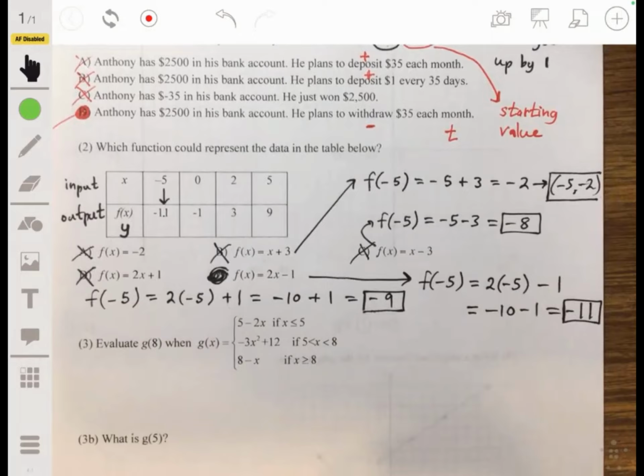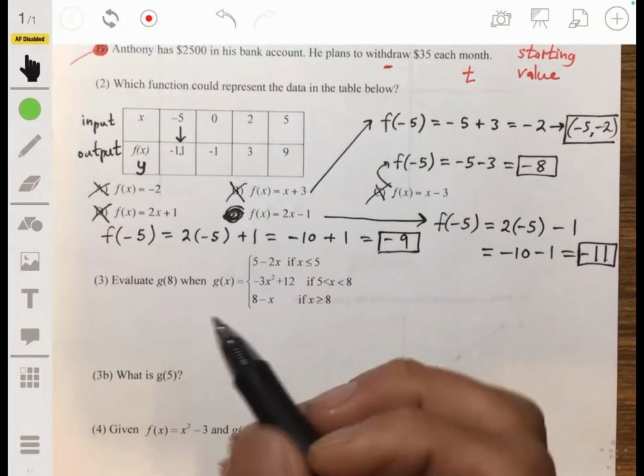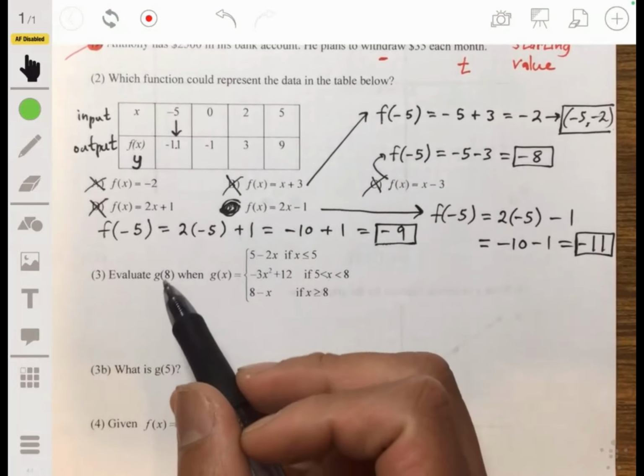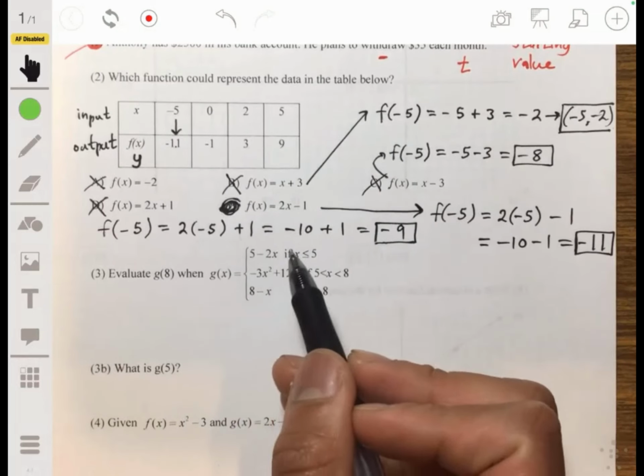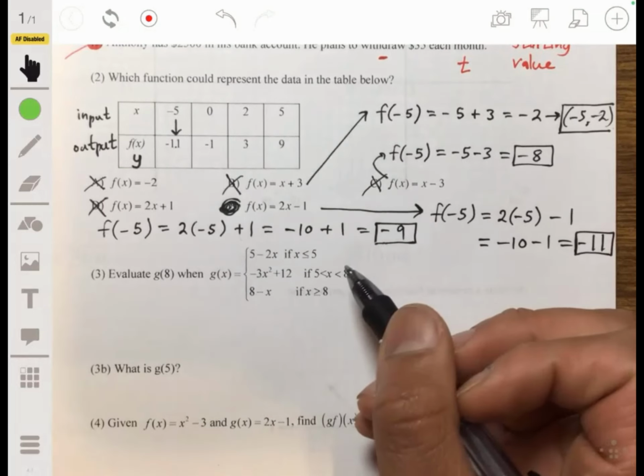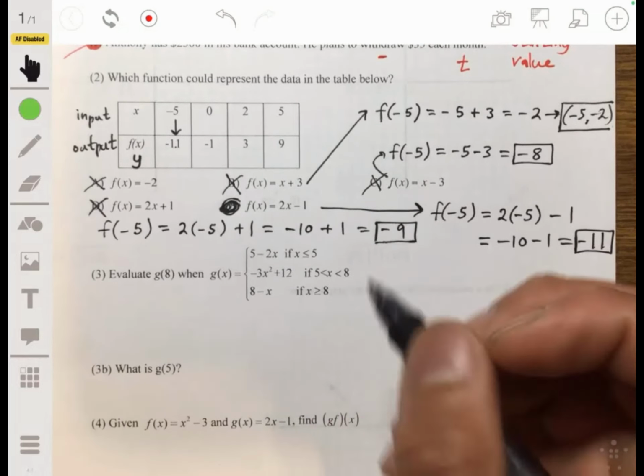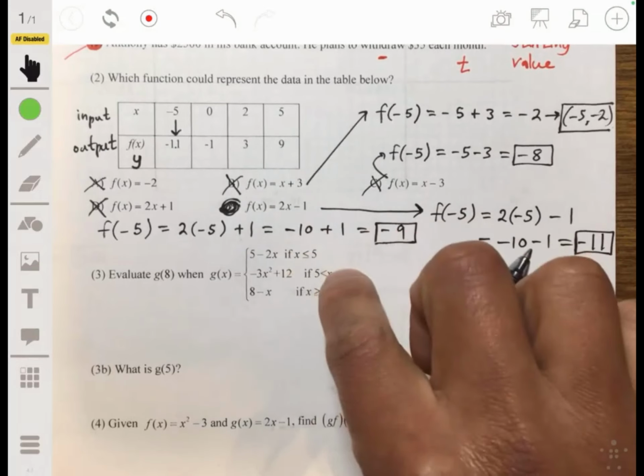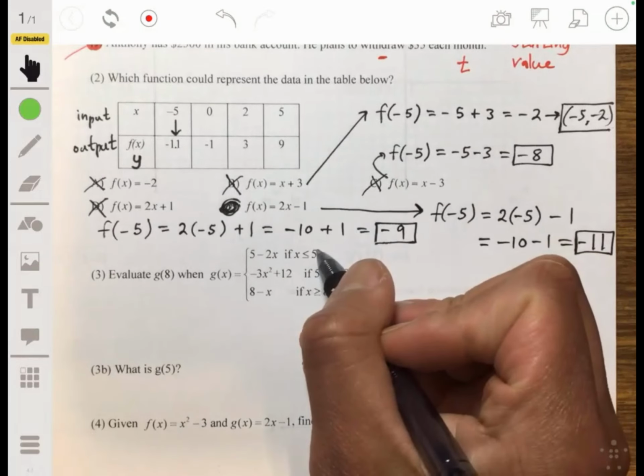All right, problem 3. We're going to evaluate g of 8 when g of x is this piecewise function. The key in piecewise functions is essentially to pay attention to the intervals here.